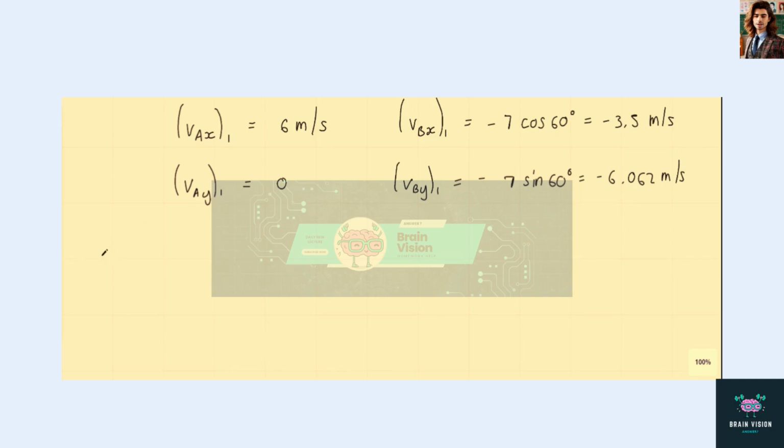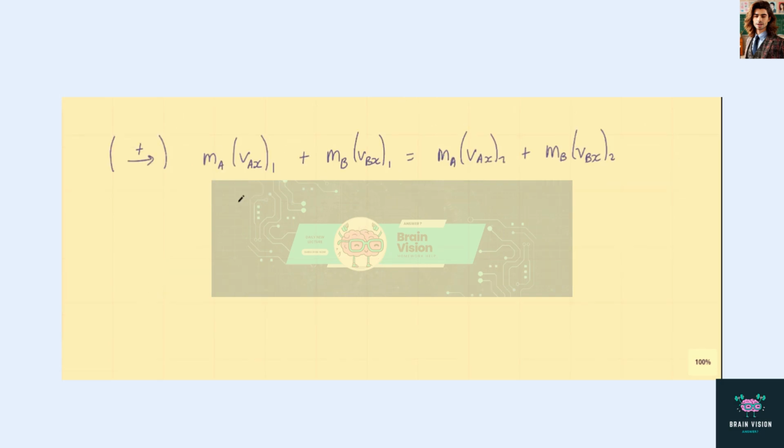Now, if we use the conservation of momentum and we look at the horizontal components of motion, taking right to be positive, we get the following. The mass of A times its velocity in the x direction before the collision, plus the momentum of B before the collision, mB VBx1, must equal the momenta of each disk after the collision. So that's mA VAx2 plus mB VBx2.